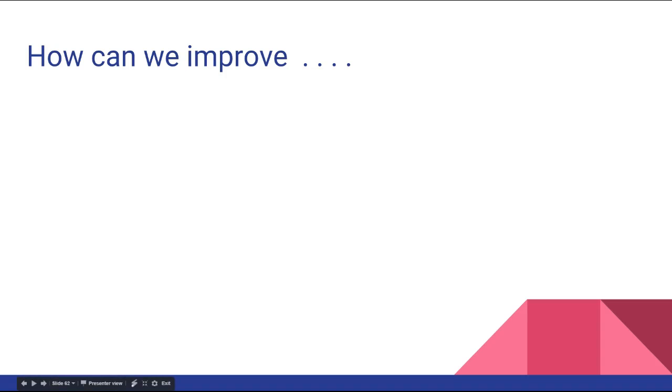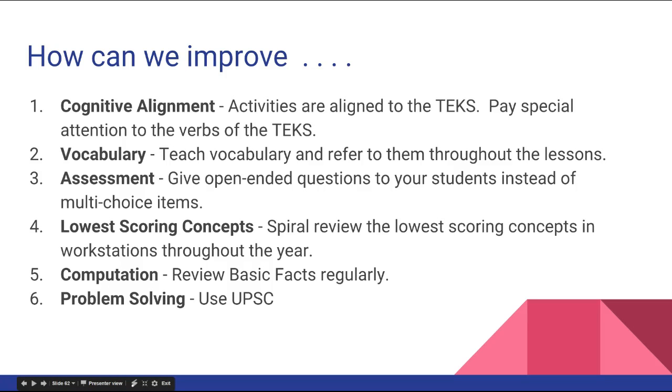Other ways we can improve: make sure we have a good cognitive alignment. Pay special attention to the verbs and make sure that the activities you do really match what the text is saying. Vocabulary is critical. Have your word wall and use your word wall. Teach vocabulary, but also refer to it as you're going over your lesson.